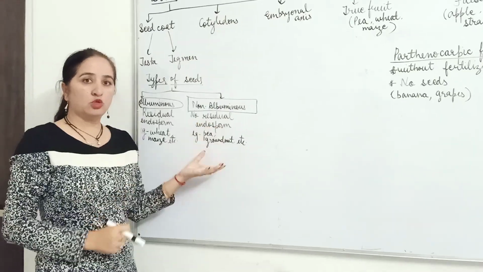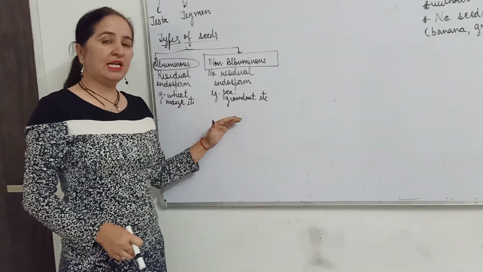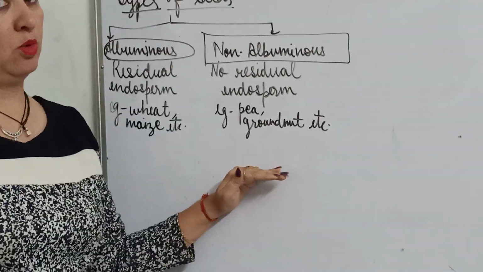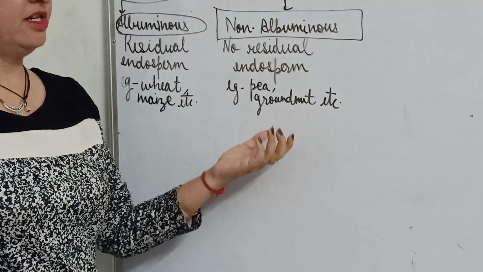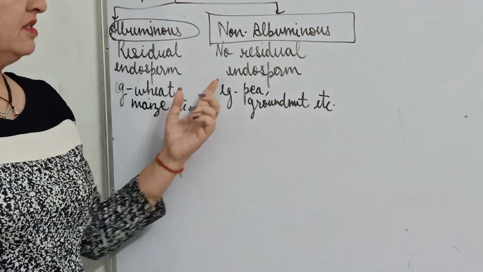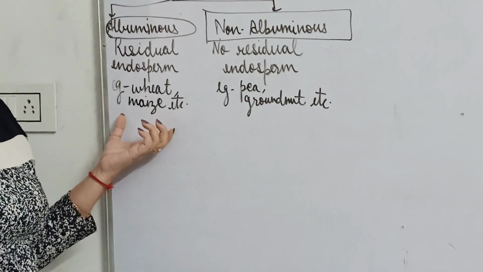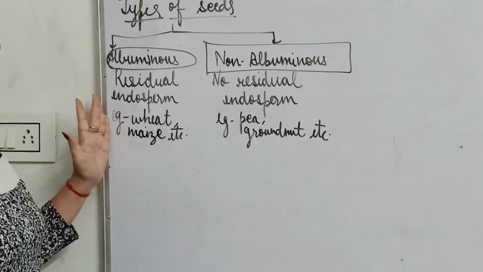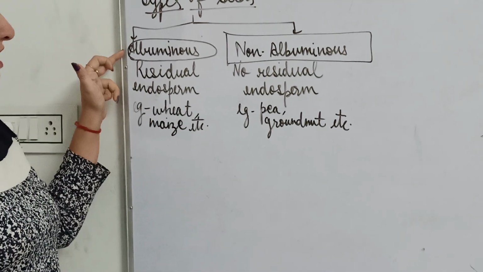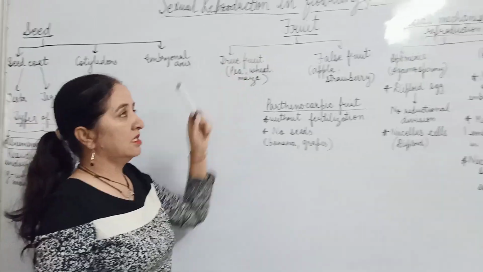Non-albuminous seeds are those seeds in which the endosperm is completely consumed by the nurturing embryo. It means no endosperm is there. It is completely eaten by the embryo. For example, pea and groundnut. What are albuminous seeds? Where the endosperm still persists. That is known as albuminous seeds. Example, wheat and maize.